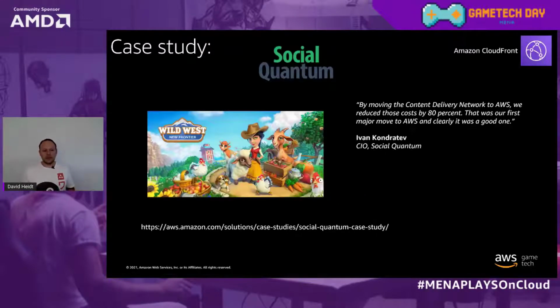Let's look at one case study here, Social Quantum. Social Quantum migrated one of their major games, Wild West New Frontier, to AWS in 2021. And this allowed them to basically switch down 50 of the 300 servers they are currently running on premises and reduce the overall complexity of their games while saving a lot of cost for them on CloudFront.